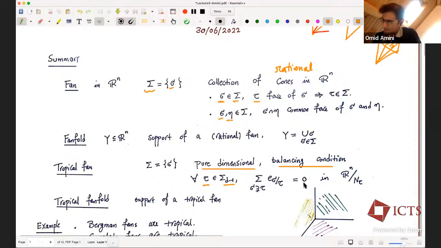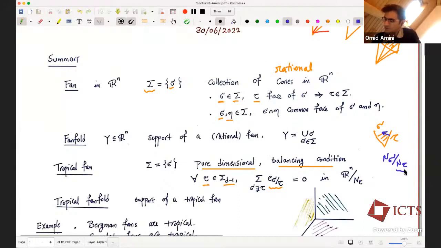Then you look at normal vectors. So here it is tau. If you look at a cone of maximal dimension d which contains tau, and you look at the normal vector which goes inside that cone, this is a vector which generates the lattice N_sigma over N_tau. N_sigma is the lattice of integral points you see in the vector space generated by sigma. N_tau is the lattice of integral points you see in the vector space generated by tau.